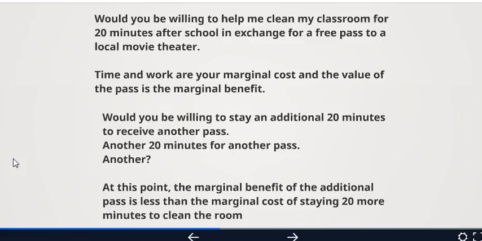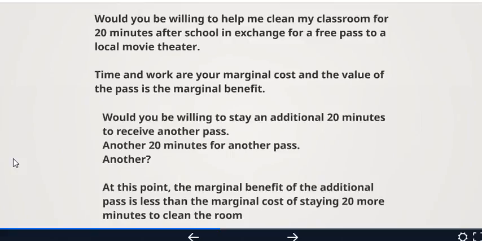Okay, 40 minutes, 2 passes. I might do that. Then I could take a friend. How about another 20 minutes for another pass and another? Okay, you see the point here? At this point, the marginal benefit of the additional pass is less than the marginal cost of staying 20 more minutes to clean the room.